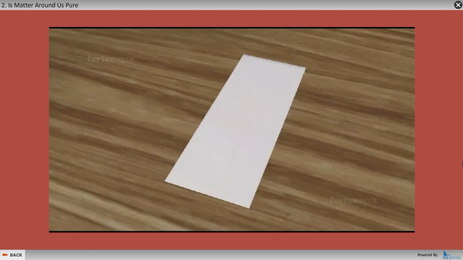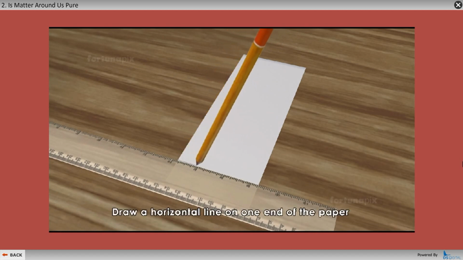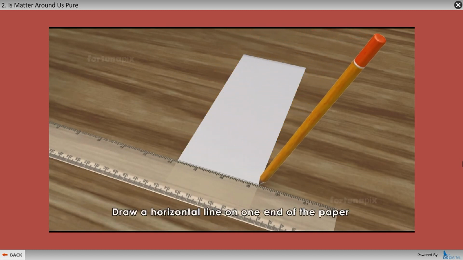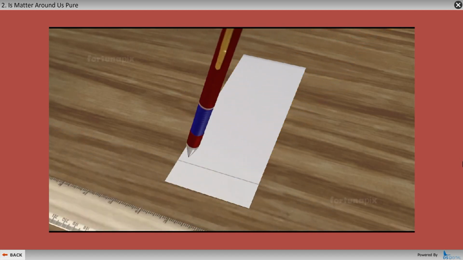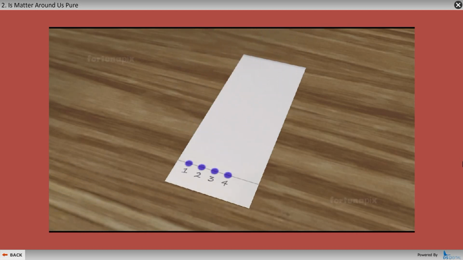Take a rectangular, white filter paper that will easily fit into a beaker. With a pencil, draw a horizontal line on one end of the paper. On the line, mark a dot with each of the pens to provide a sample of ink. Mark another dot with the pen which was used to create the writing sample.